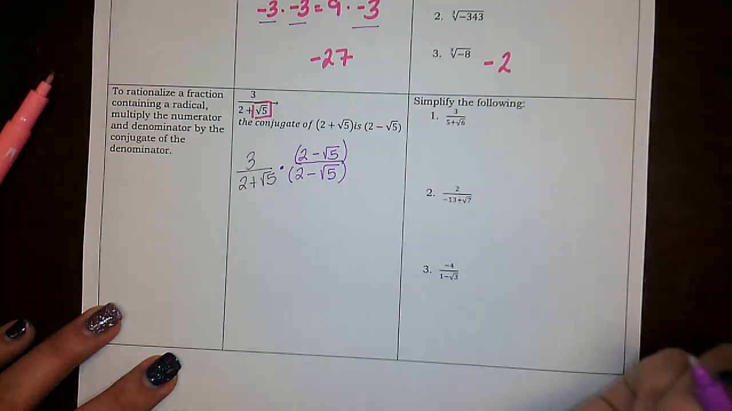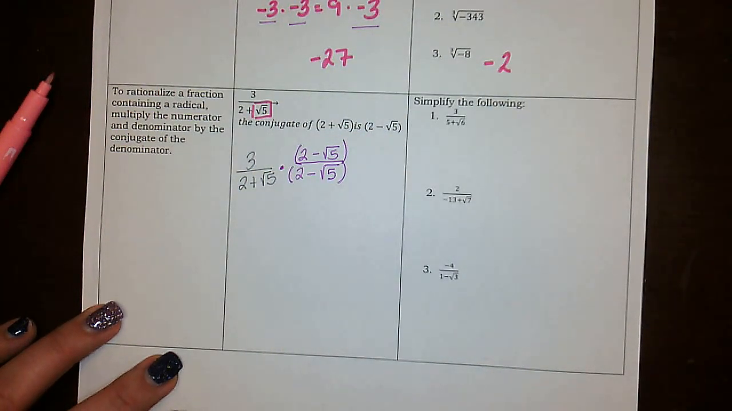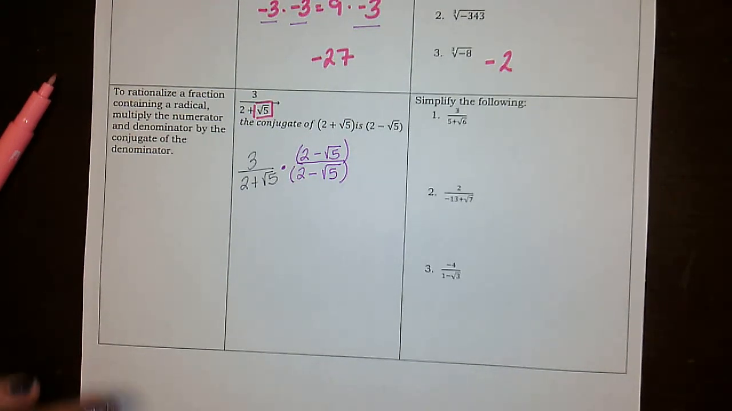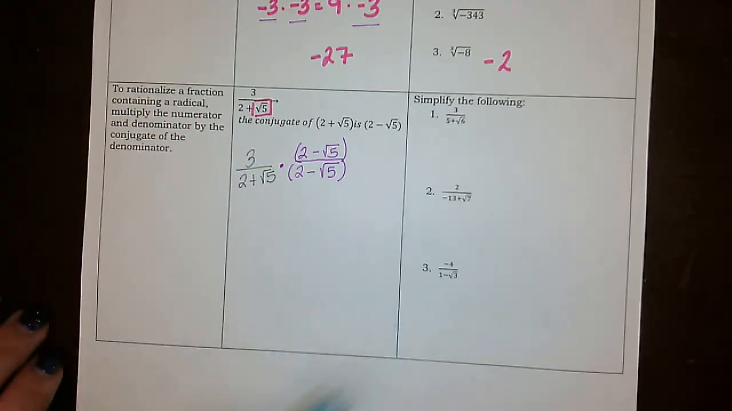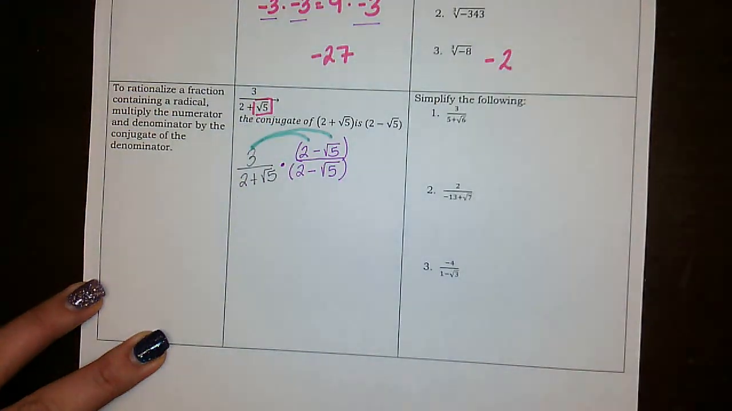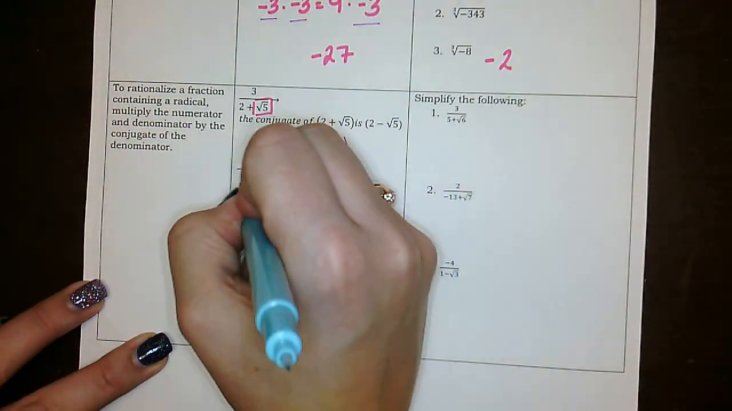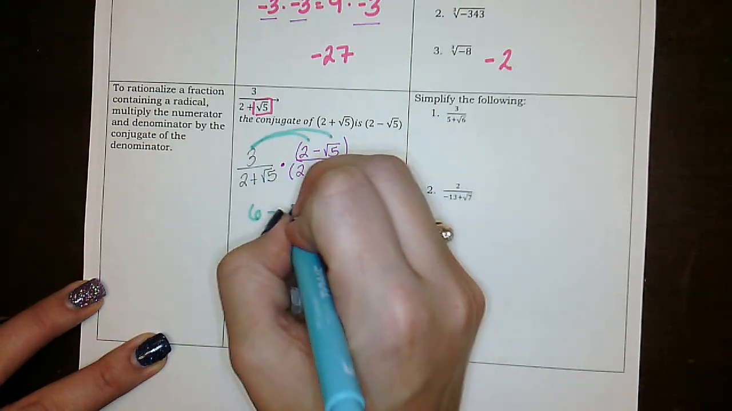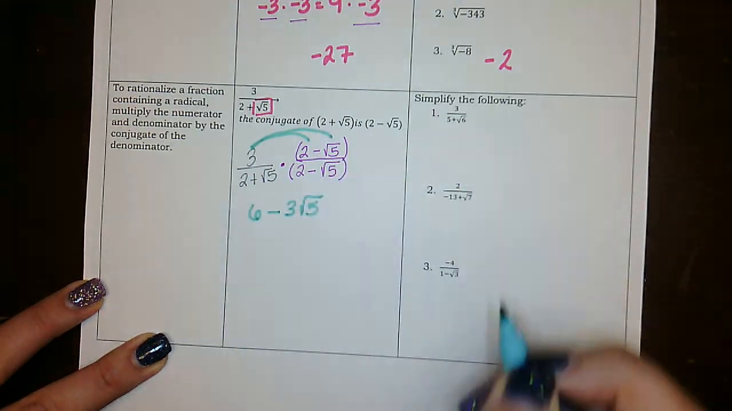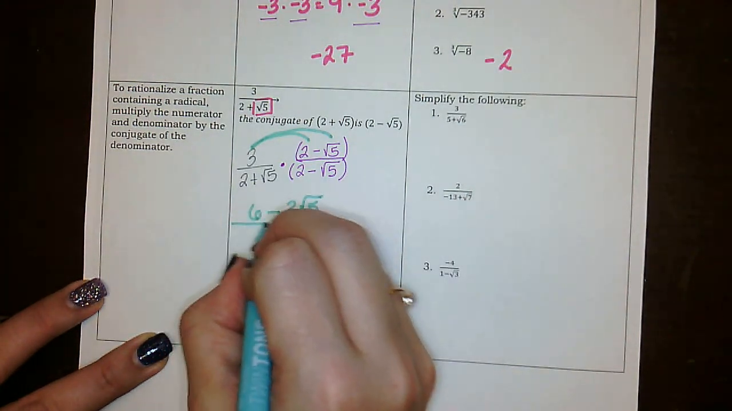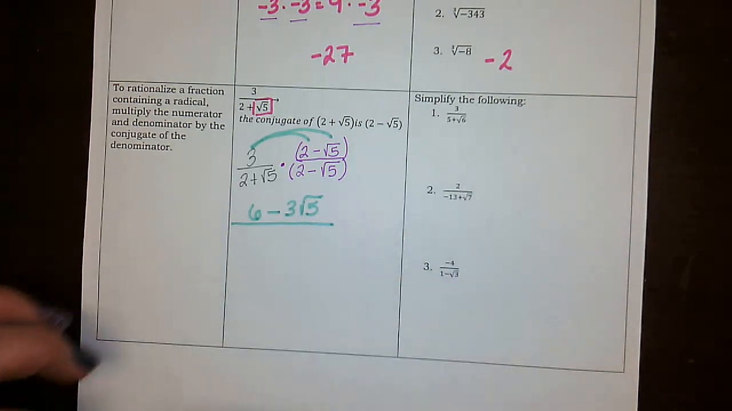And this is where multiplying factors comes in. So now you actually have to multiply, which is why this becomes a little bit more time consuming. So we're going to do 3 times 2 and 3 times negative square root of 5. 3 times 2 gives us 6. 3 times a negative square root of 5 is just negative 3 root 5. You can't do anything here. That's just how it's written. All over. Now we do the denominator.